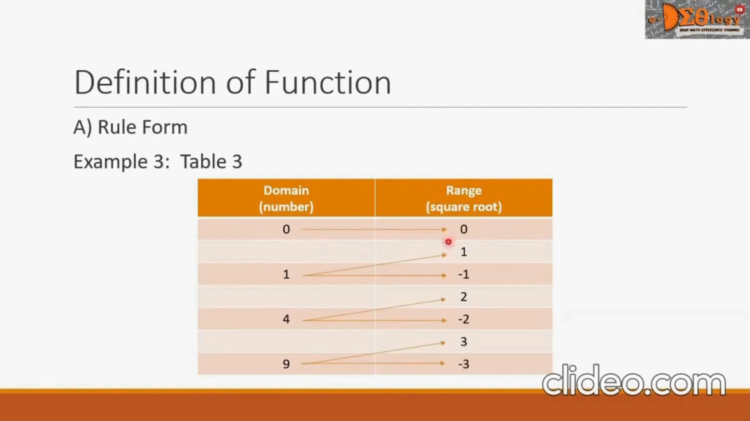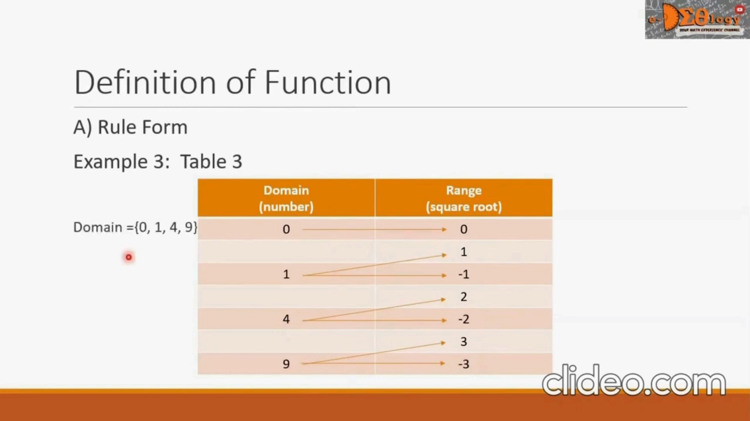The square root of 0 will be 0. The square root of 1 is 1 and -1. The square root of 4 is 2 and -2. The square root of 9 is 3 and -3.